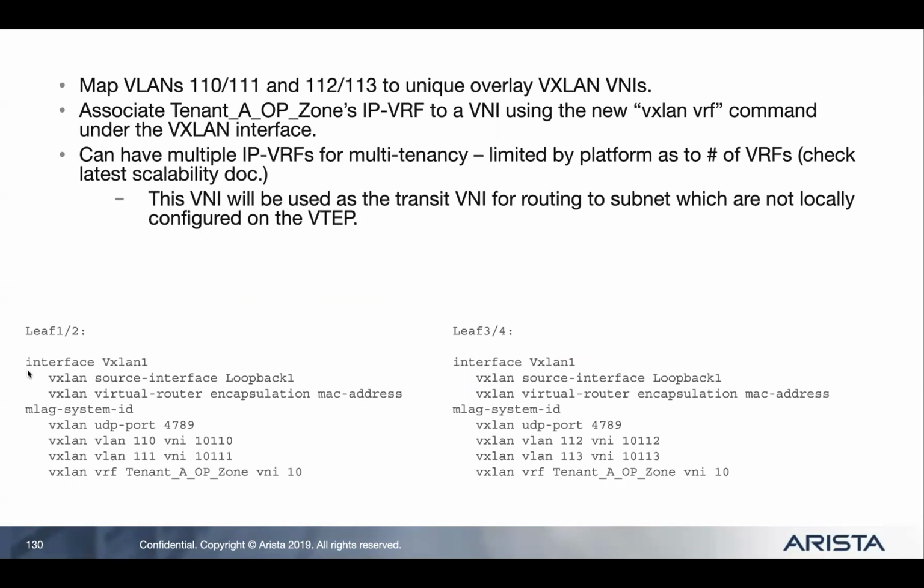Next is the VXLAN configuration, source interface Loopback 1, right? And the VLAN to VNI mapping for both the VLANs, and then VRF to VNI mapping. Okay, which is the same on both sides.